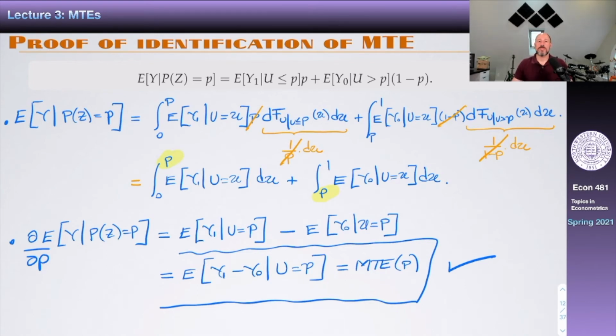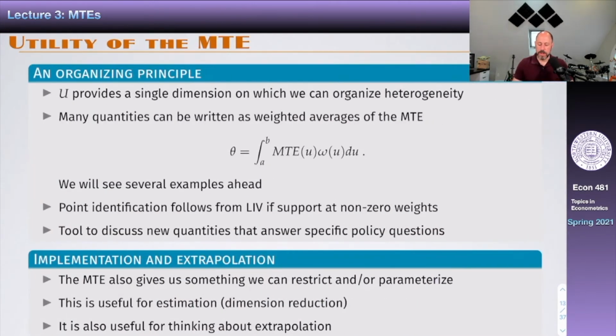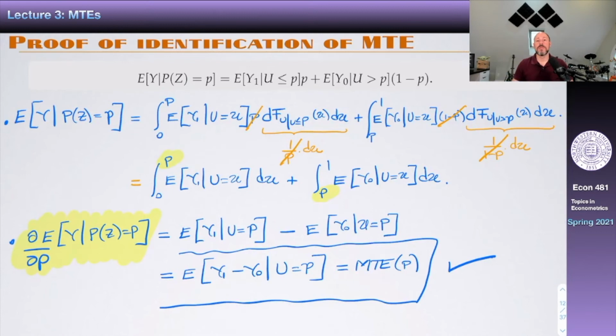So as you can see, there's nothing really sophisticated, just careful arguments and thinking about how to manipulate the objects. But that's the argument that shows you that the marginal treatment effect is identified by this derivative over here. Later on, we're going to see in the application how we actually implement it in practice. Okay. Any questions about this derivation before I move forward?